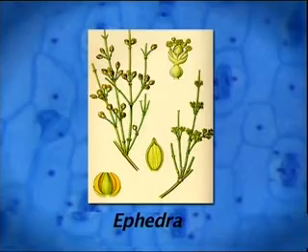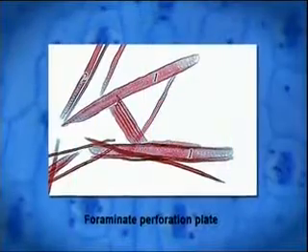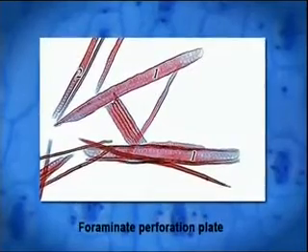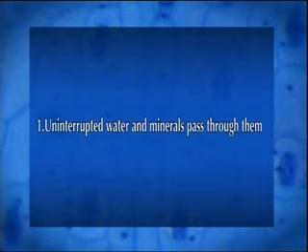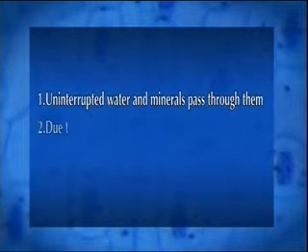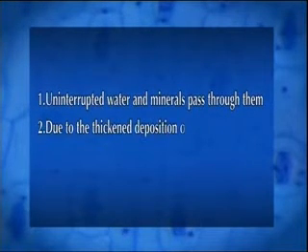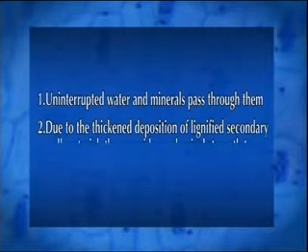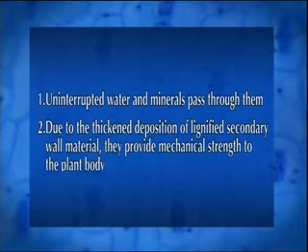Sometimes the perforations are almost circular, as in Ephedra. Such type of perforation is termed as ephedroid perforation plate or foraminate type. As far as the functions of vessels are concerned, two functions are assigned to them. Number one, uninterrupted water and minerals pass through them. And number two, due to the thickened deposition of lignified secondary wall material, they provide mechanical strength to the plant body.